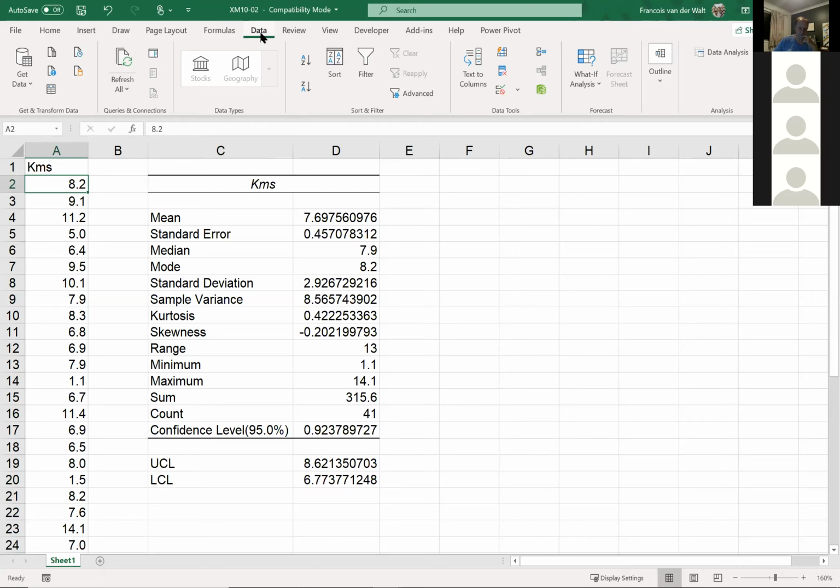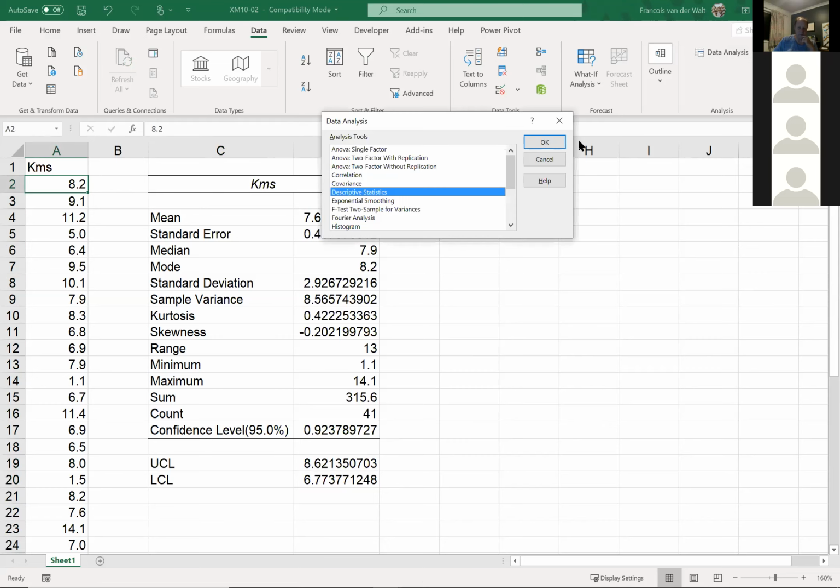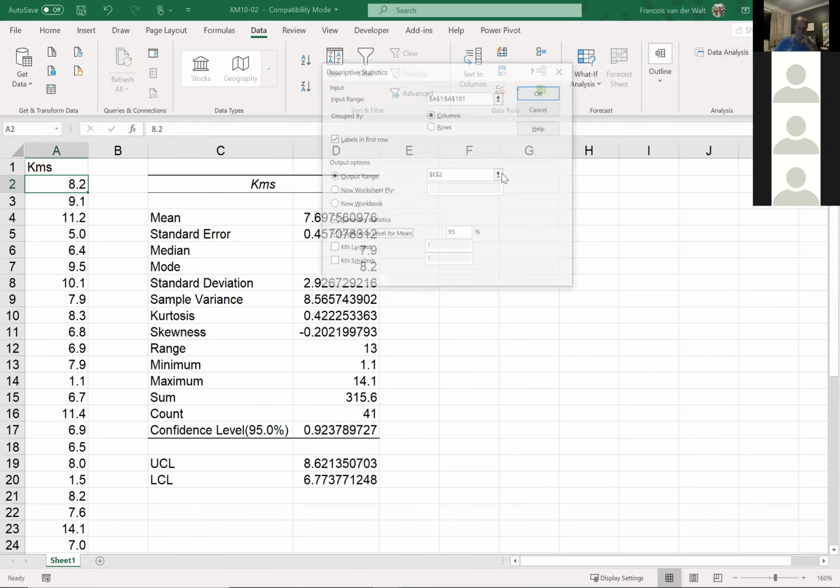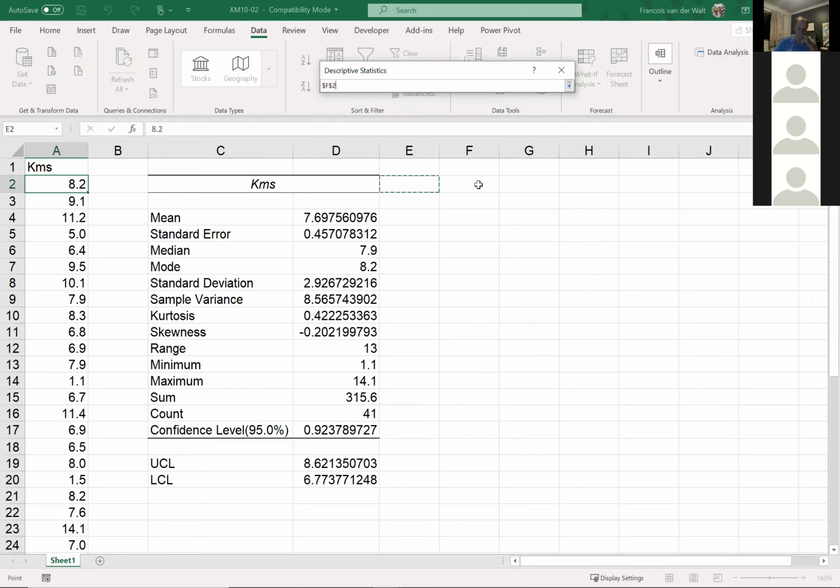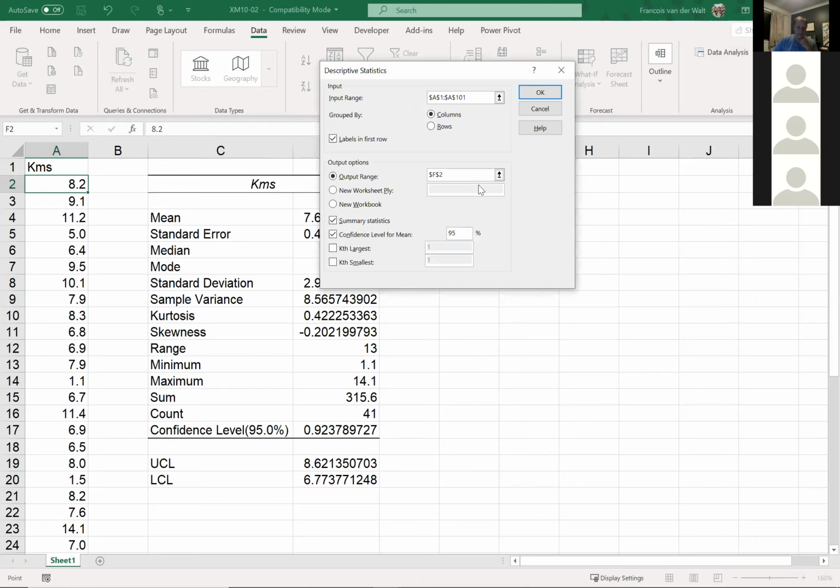Anyone want to guess? Well, I'm just going into my data analysis again and put in the descriptive statistics. I'm going to put it somewhere else. And I change this to 99%.